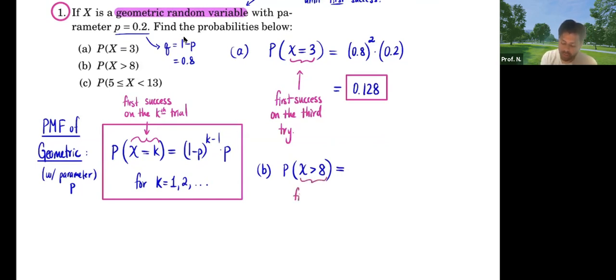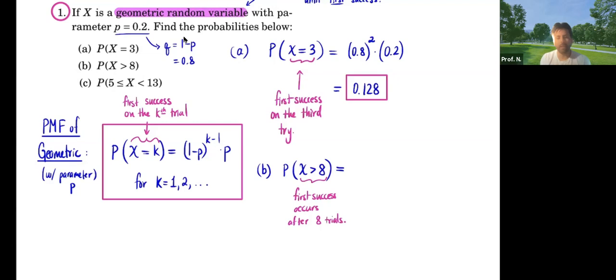It's saying that the first success occurs after 8 trials. So it's saying it takes more than 8 times to get the first success. That's right. So it could be the ninth try, it could be the 10th try, it could be the 1,000th try, it could be the millionth attempt. So it's saying what's the probability that the first success occurs after 8 trials?